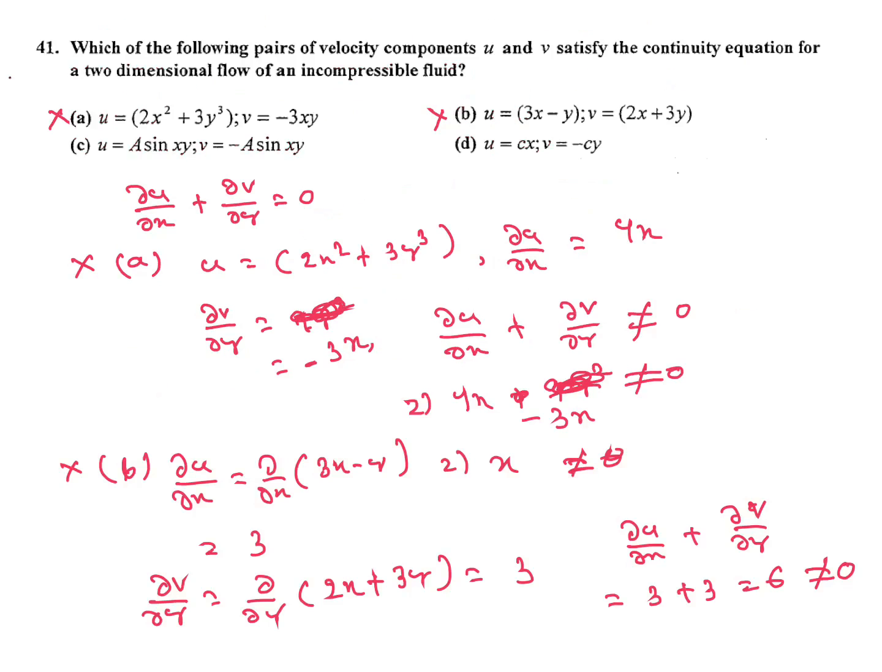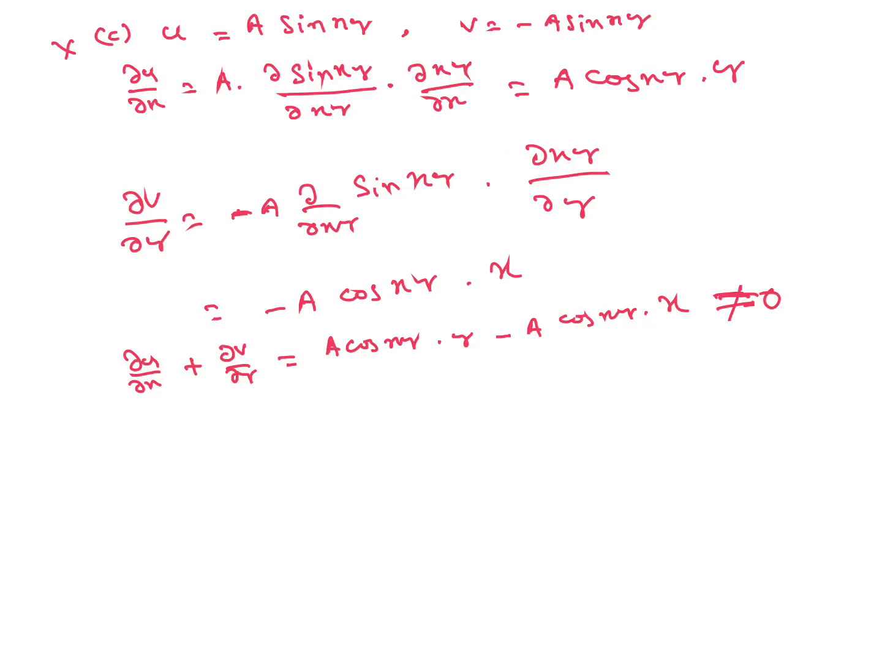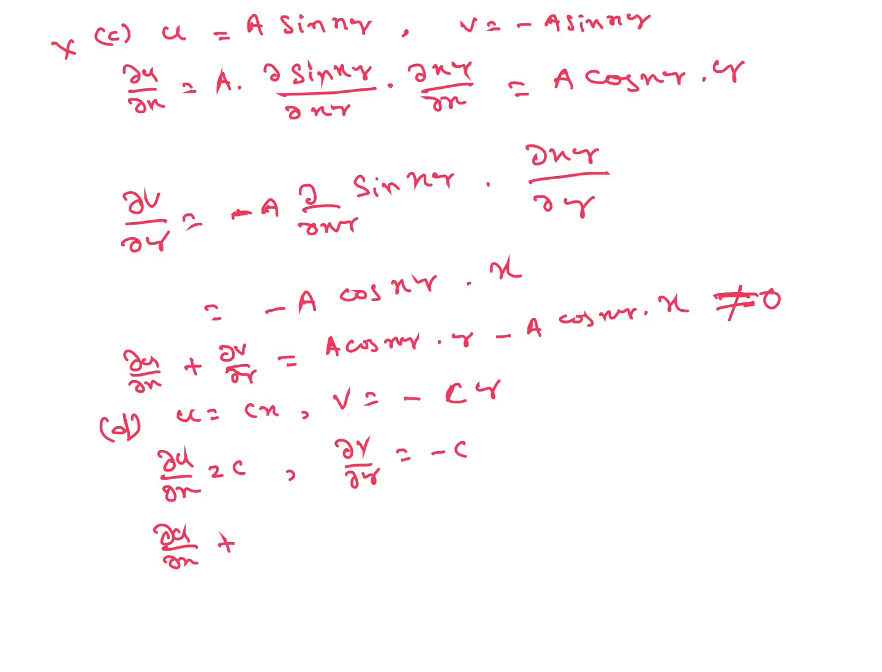So finally D option only left. So D is our answer. We can check this one. D, u is cx, v is minus cy. Del u by del x is c, del v by del y is minus c. Then del u by del x plus del v by del y, continuity equation in two dimensions, c minus c equal to 0, which satisfies our continuity equation. So D is our answer.